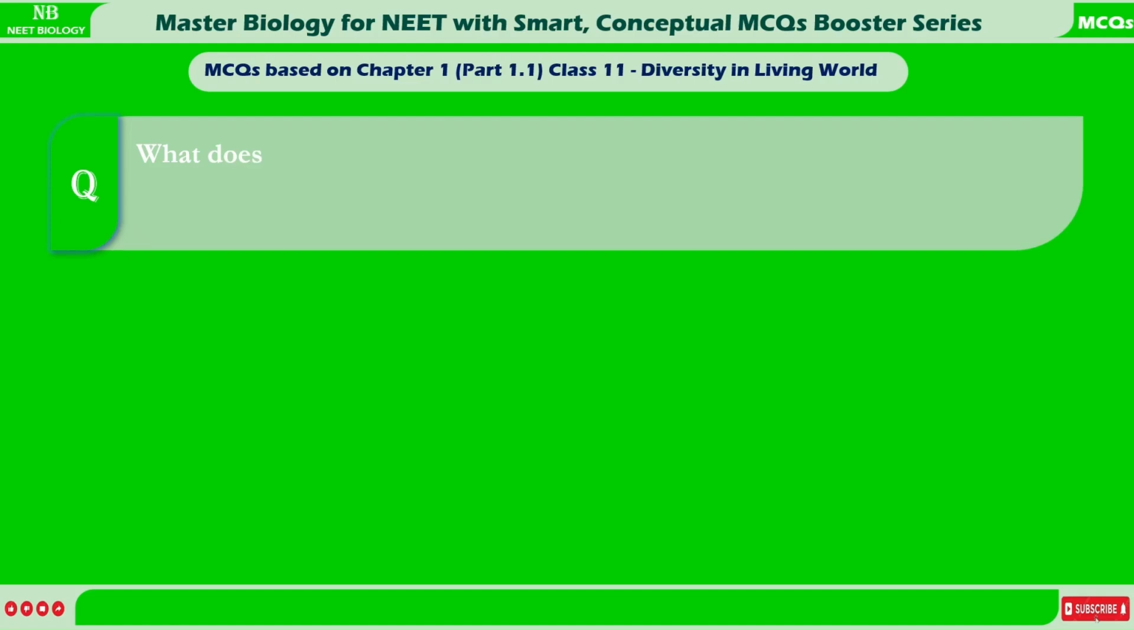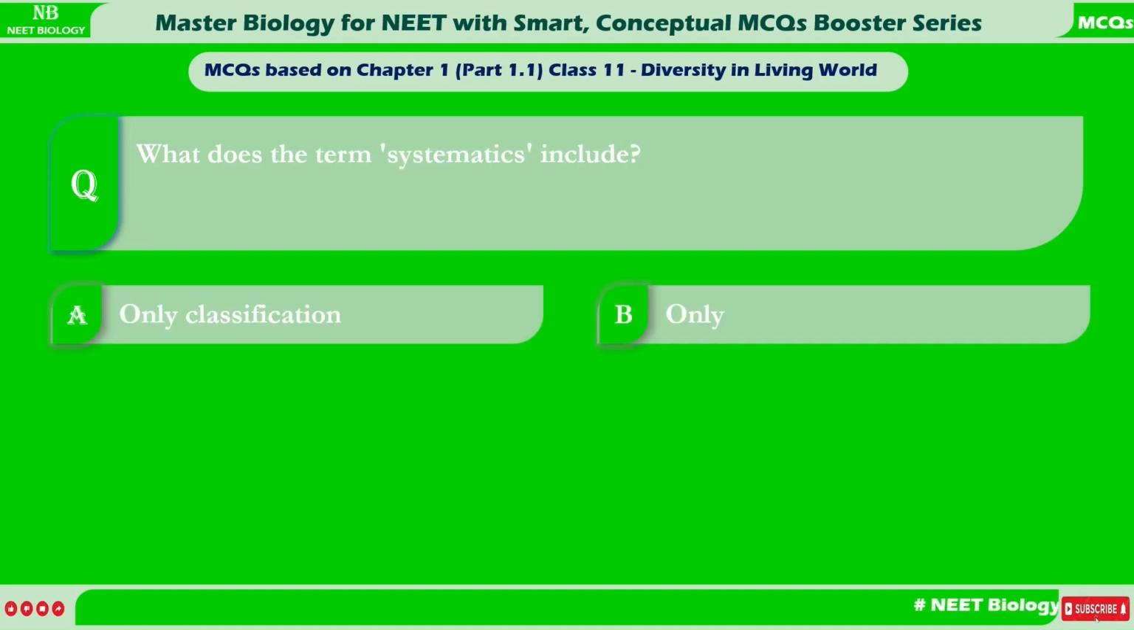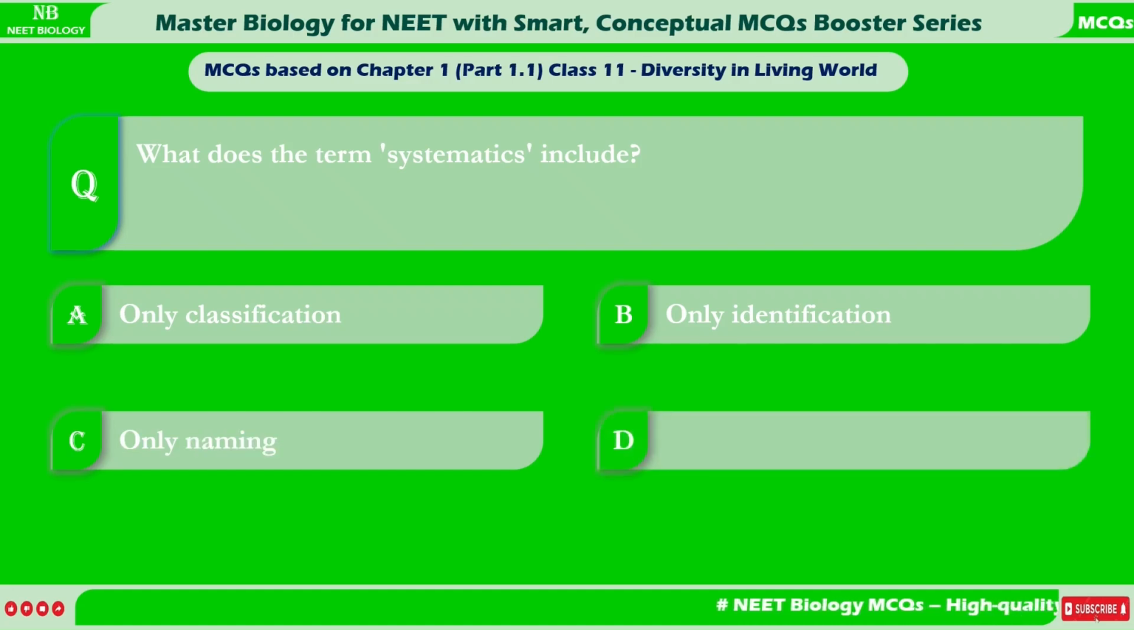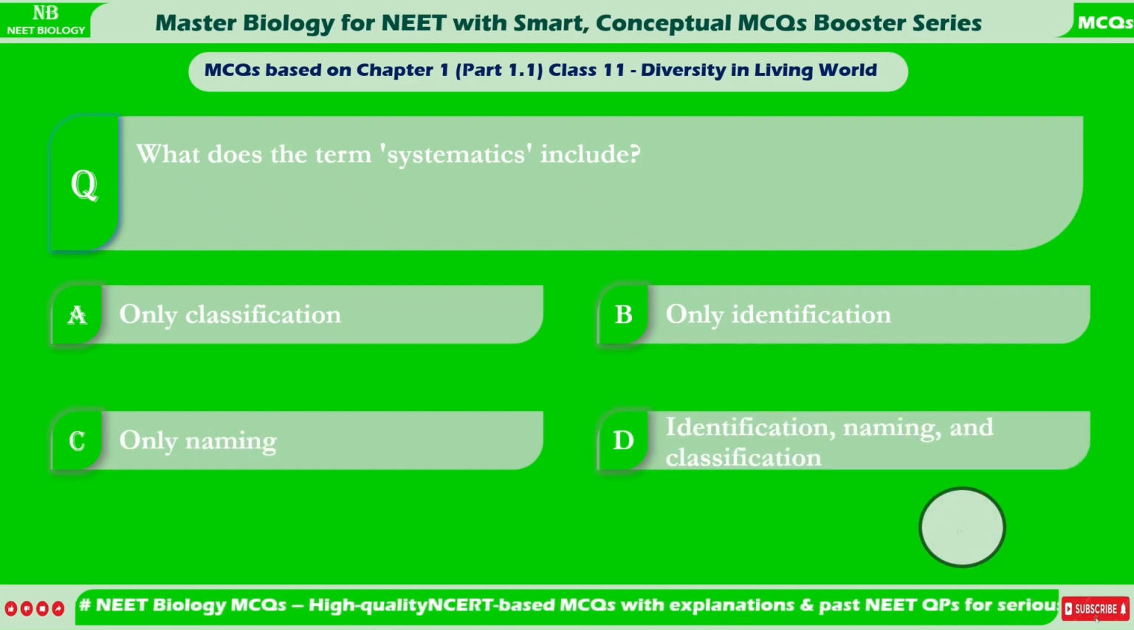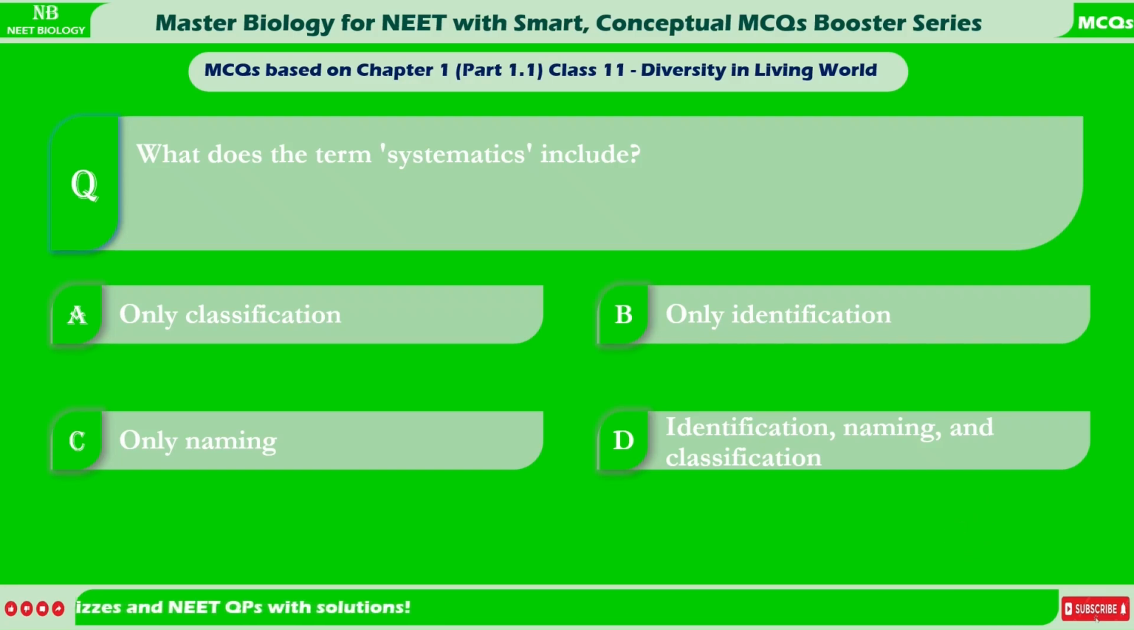What does the term systematics include? A. Only classification. B. Only identification. C. Only naming. D. Identification, naming, and classification. Correct answer is D. Identification, naming, and classification.